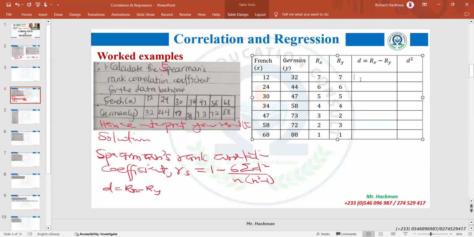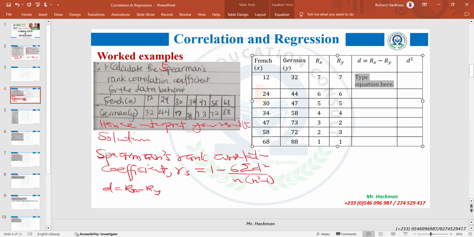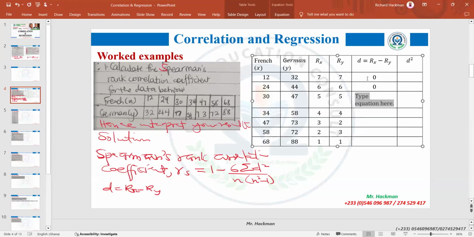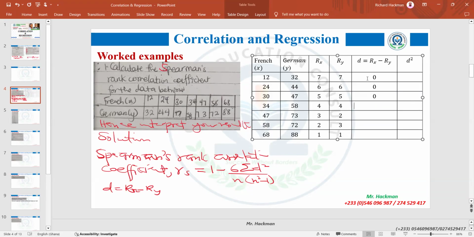So now we are going to find our D, the deviation of the ranks. The D that we have there represents the deviation of the ranks. So now we just have to find the difference. This minus that, this minus that. So let's go. 0, 0, 0, 0. This will give us 1. Then minus 1. Minus 1. Then 0, 0.